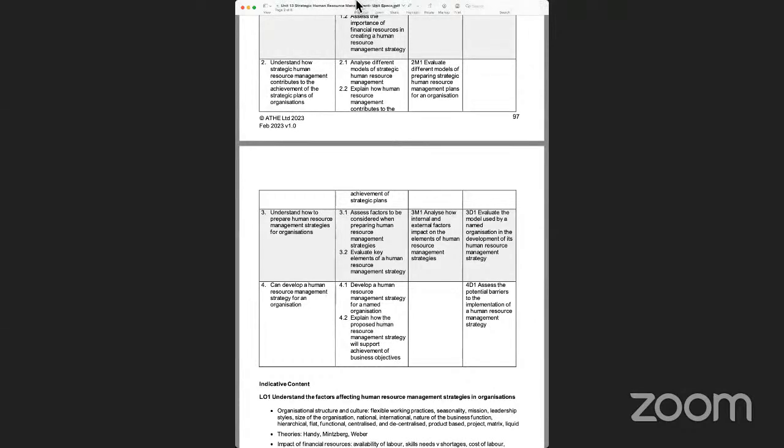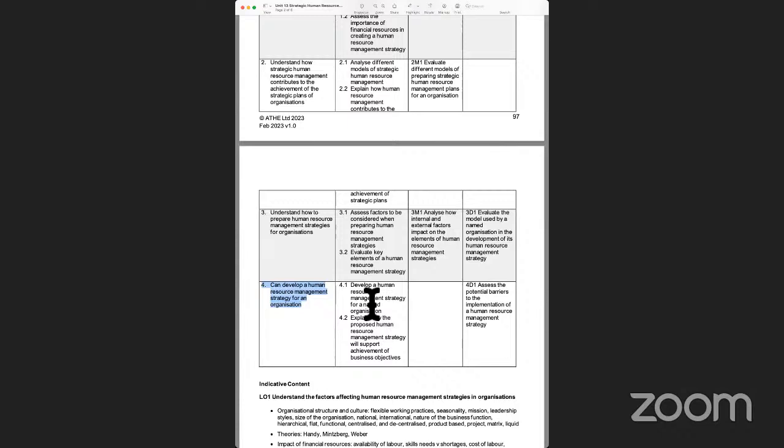So we'll be starting learning outcome 4, and learning outcome 4 today concentrates on being able to essentially develop a human resource strategy. What we've learned so far in terms of theoretical outcomes, we now want to actually put into a bit of practice. And it says can develop a human resource strategy for an organization.